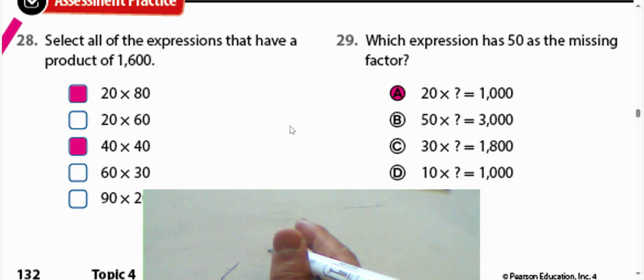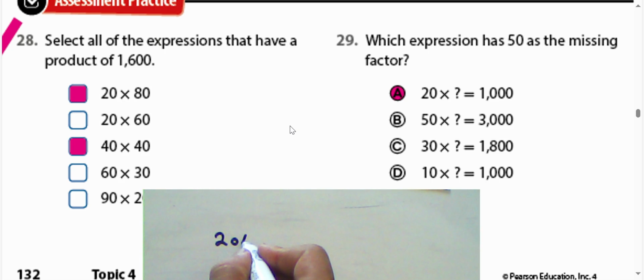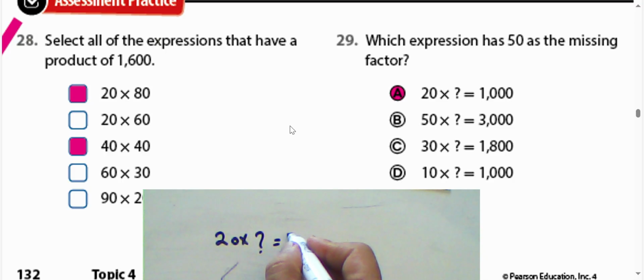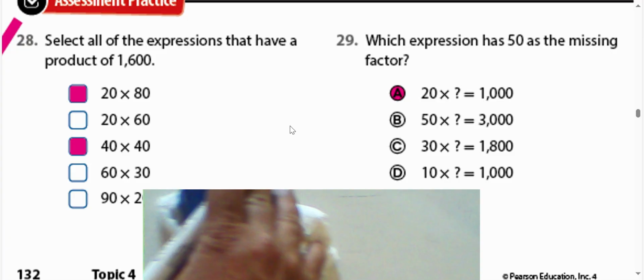Next question here, number 29. 20 times what equals 1000? We can divide the two numbers. Write 1000 divided by 20. Cancel 0 by 0, 100 divided by 2 equals 50. Then the answer here will be 50.